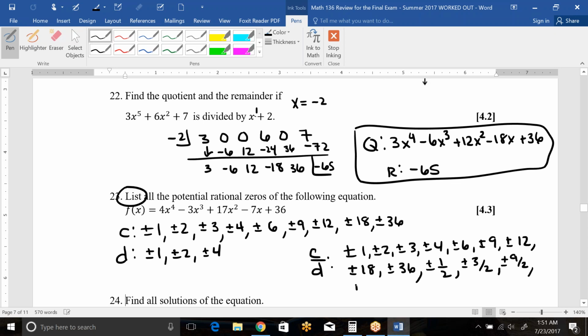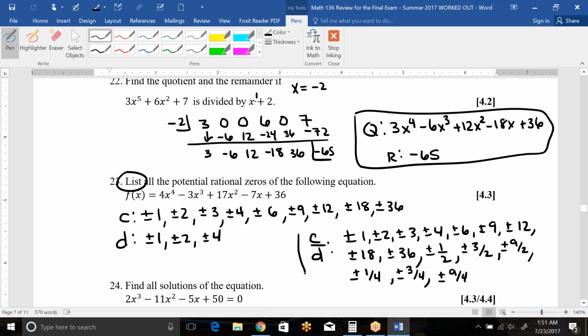Now we put everything over 4. So plus or minus 1/4. 2/4 is a half. We already have that. 3/4 would be new. 4/4 is 1. 6 over 4 is 3/2. We already have that. 9/4 is new. 12/4 is 3. 18 over 4 reduces to 9/2. We already have 9/2. And 36 over 4 is 9. So as long as you don't repeat any, but you've got the whole entire list, you are good.